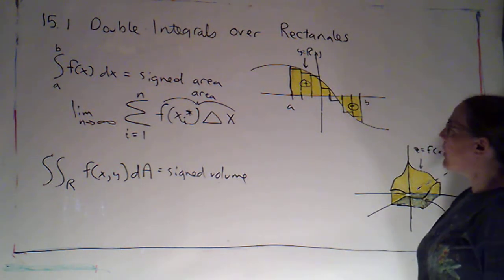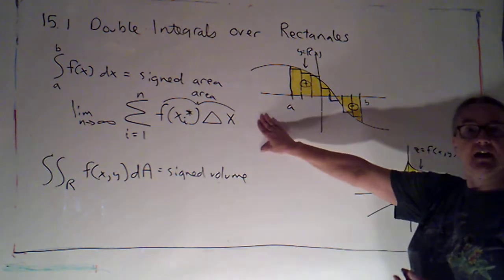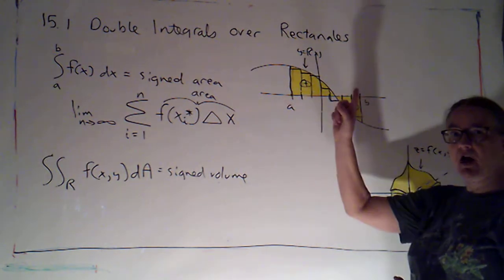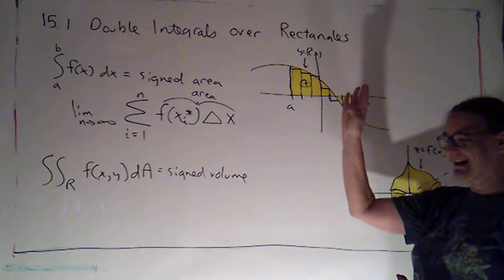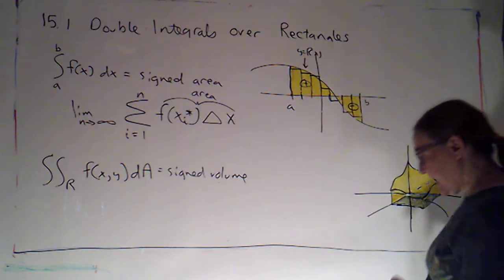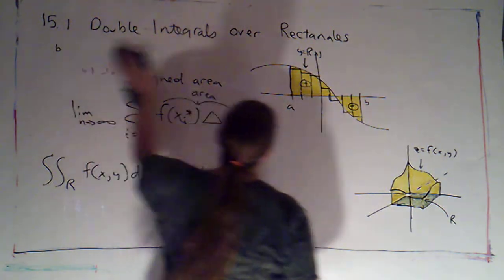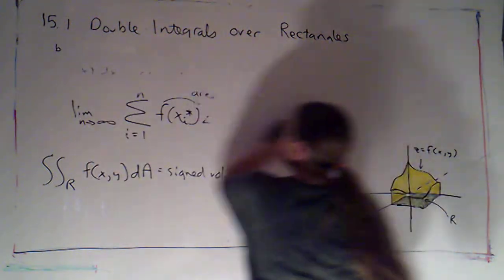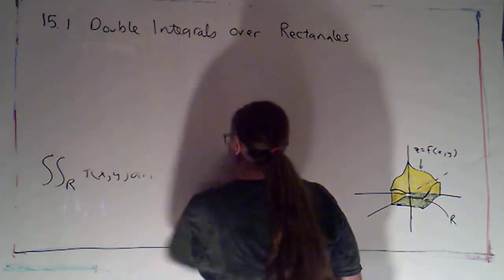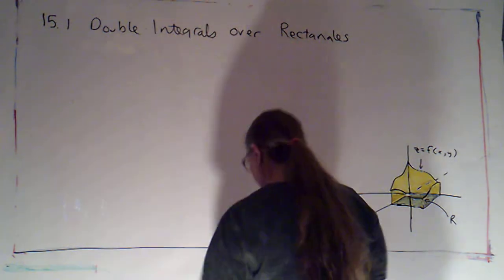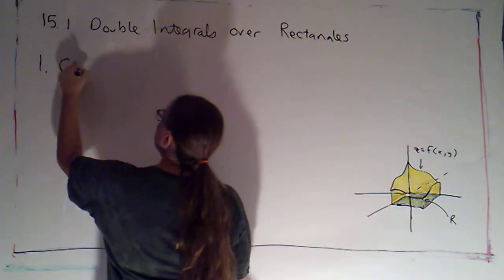Okay, so what we're going to do is we're going to generalize that 4-step process, chop, approximate, add, take a limit, and see if we can come up with a definition for our double integral. So step 1 is to chop.